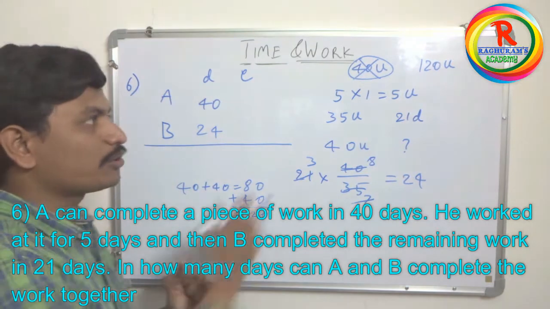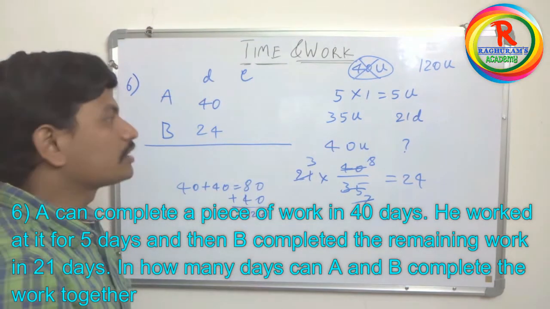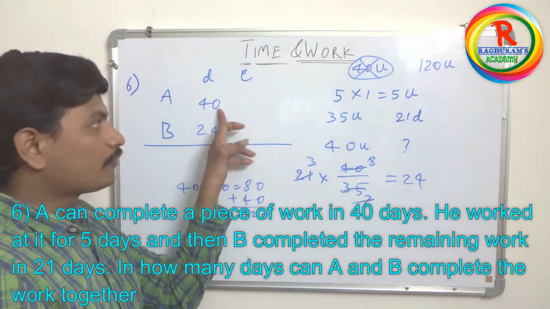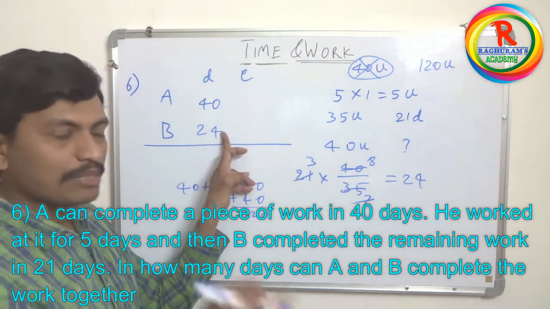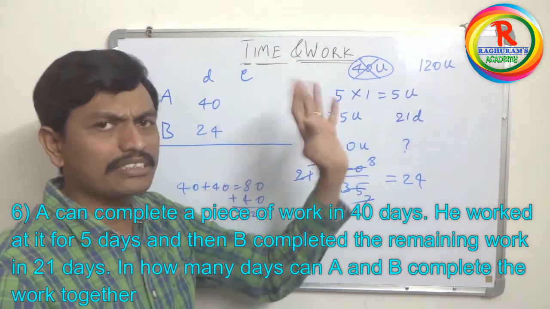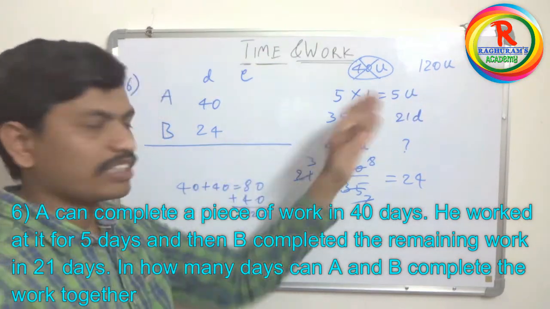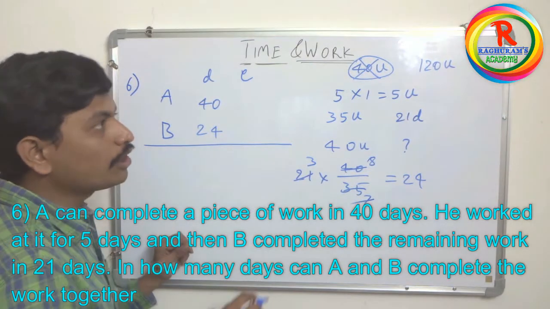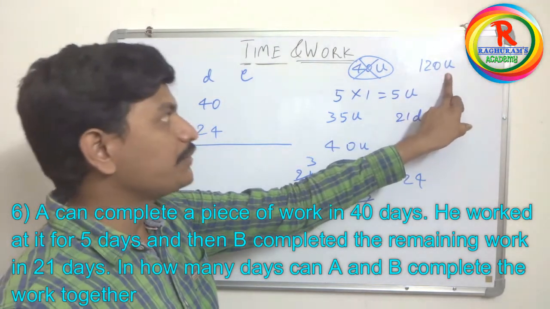So 120 is the LCM of 40 and 24. So simply we can do without doing the general LCM. So 40 and 24, the bigger number 40. 40 plus 40, 80 is not divisible. 80 plus 40, 120 is divisible. So directly we can say 120. If we practice like this, within fraction of seconds, we can say the LCM. Now the total work is 120 units.